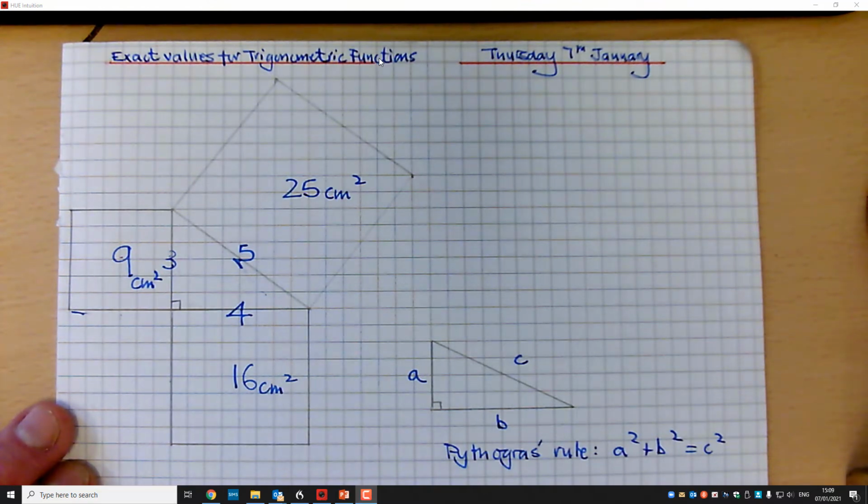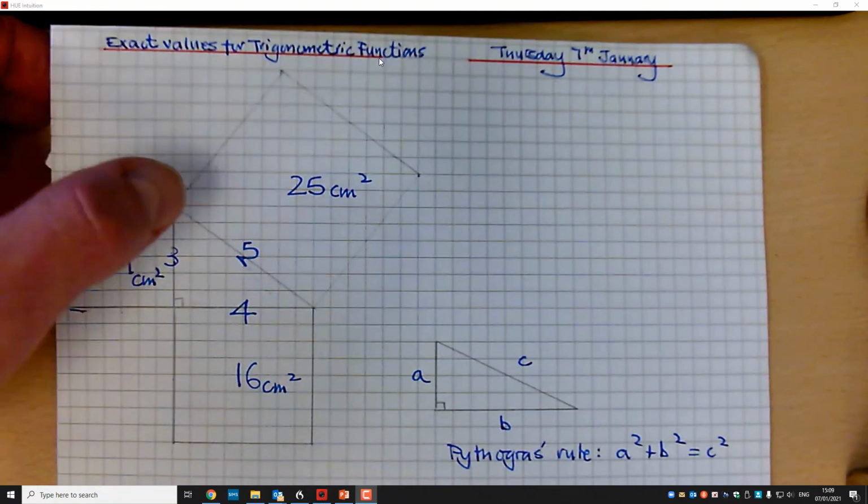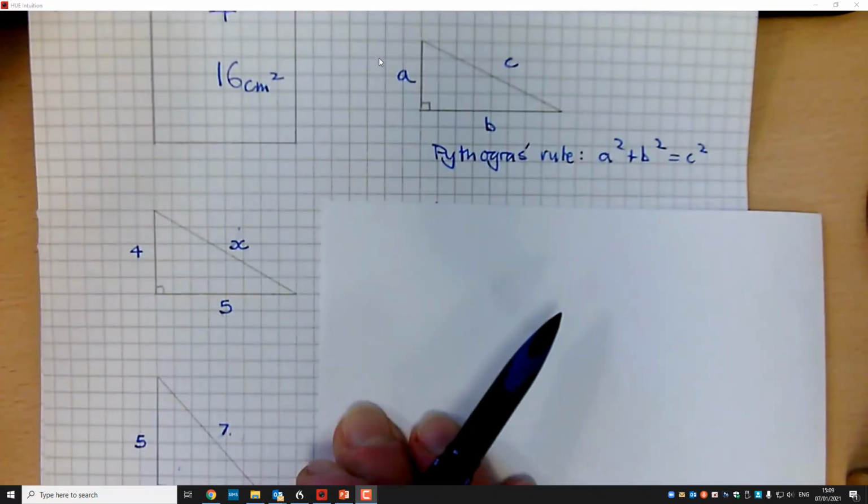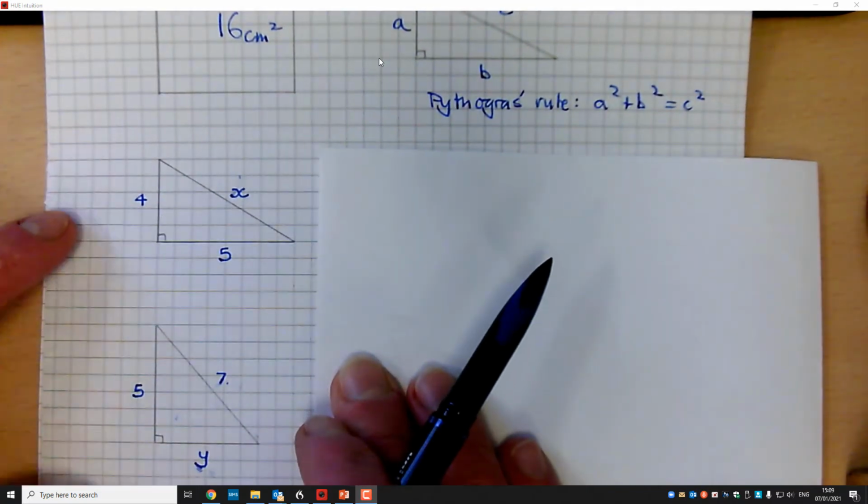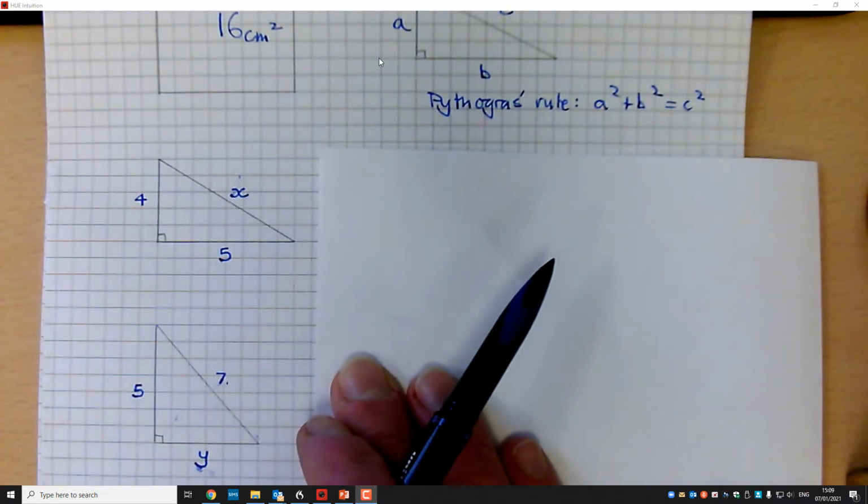Anyway, we're going to use that rule, I'm sure you've used that rule before, to work out missing sides of a right angle triangle. And what we're going to do is we're going to look at 2 examples. One where we're trying to find out the longer side of a right angle triangle, and the other where we're trying to find one of the shorter sides of a right angle triangle.